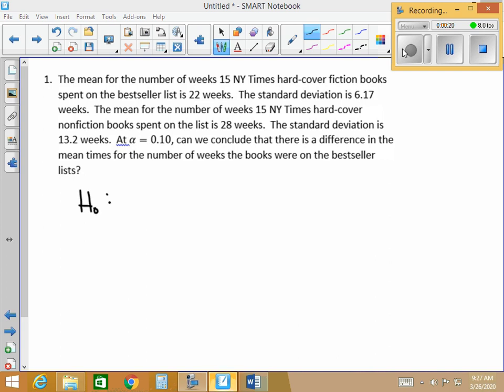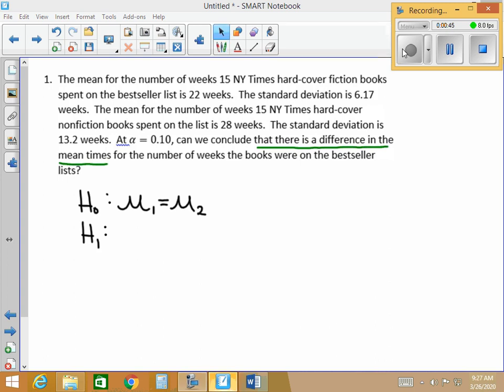We're looking at books here on the New York Times bestseller list, and we're comparing fiction and nonfiction books to each other. Without even reading the problem, I can go straight to the null hypothesis being that the two means are equal to each other. If I go back and read the words at the end, can we conclude that there is a difference in the mean times? A difference in the mean times means another two-tailed test right here.